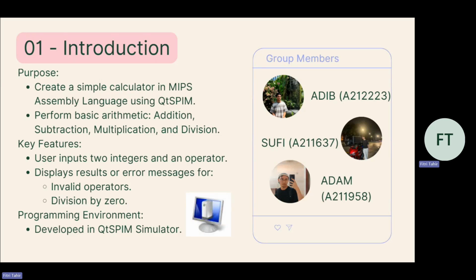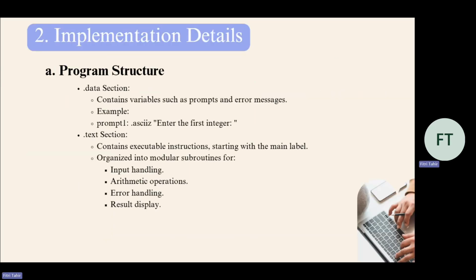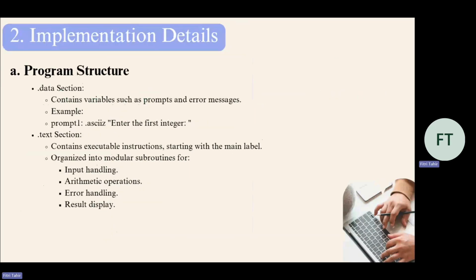The programming environment we are using is the Qt Spim Simulator. For the implementation details, let's start with the program structure. The program is divided into two key sections. The .data section stores static data like prompts and error messages. For example, we use a string to prompt the user to enter the first integer. The .text section contains the executable instructions. It's modularly organized into parts for input handling, arithmetic operations, error handling, and result display. This structure ensures the program is easy to understand and debug.